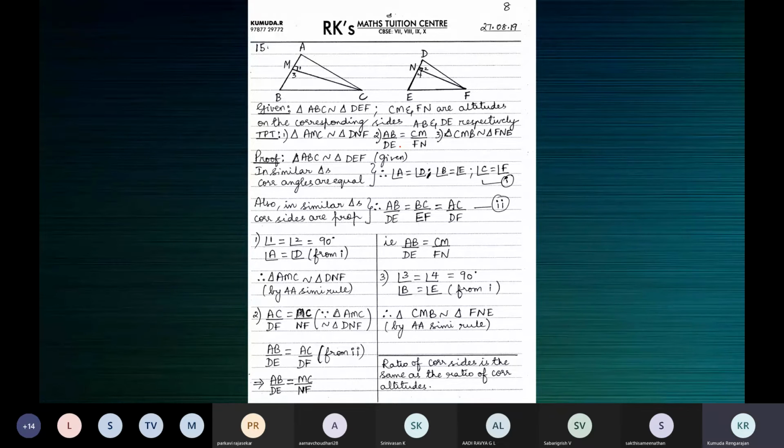So here also you will be given four values, four line segments. You may be given the values of two corresponding sides in the triangles and one altitude, and you will be asked to find the length of the other corresponding altitude. So you have to write this proportion, substitute the values and find whatever is missing.